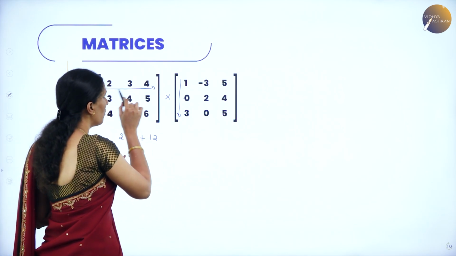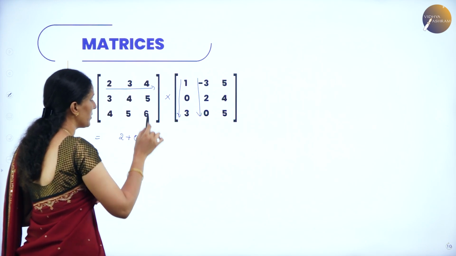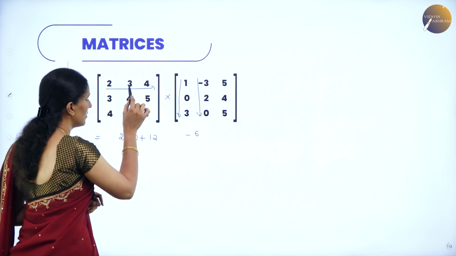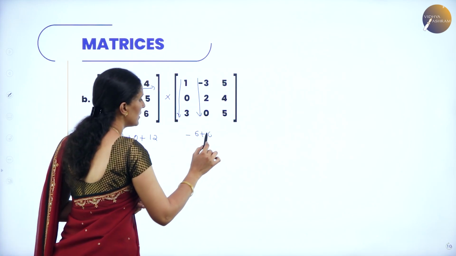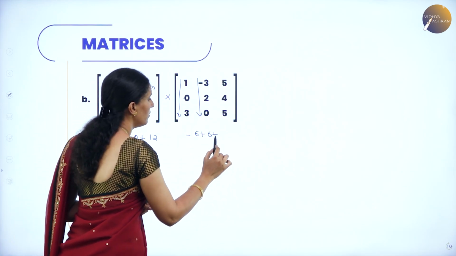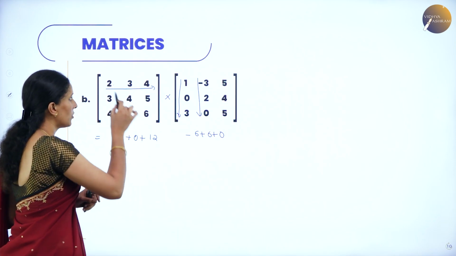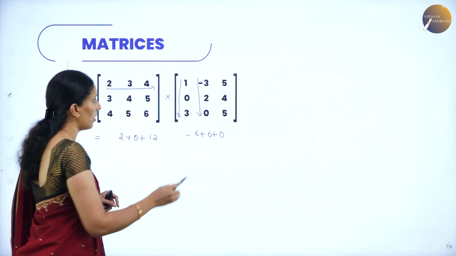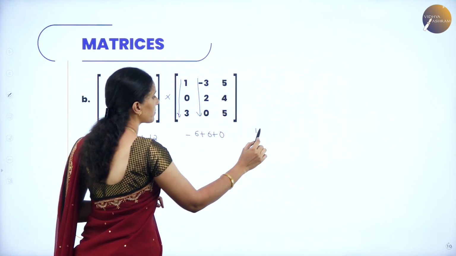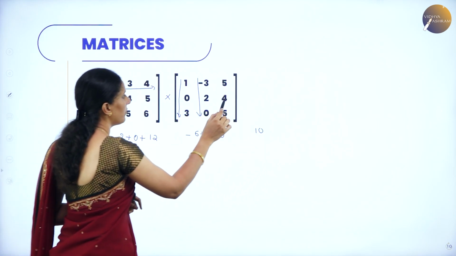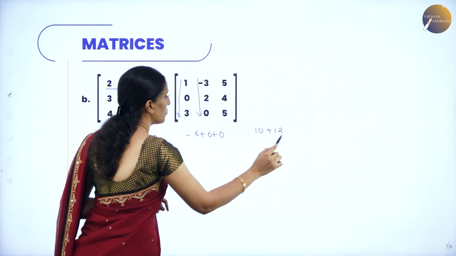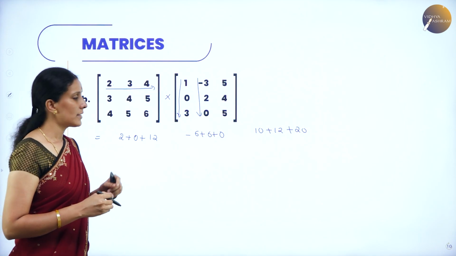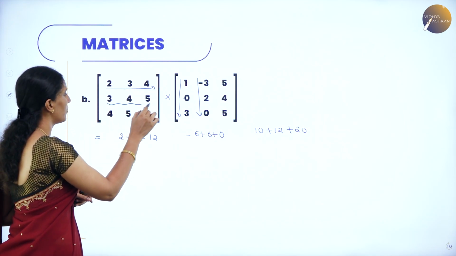Next we have to take first row, second column elements. So 2 into minus 3, minus 6. 3 into 2, 6. 4 into 0, 0. Next, first row, third column element. So we have to write it in the third column. So 2 5s are 10. 3 4s are 12. 4 5s are 20. Now this is complete. We will move on to the second row.